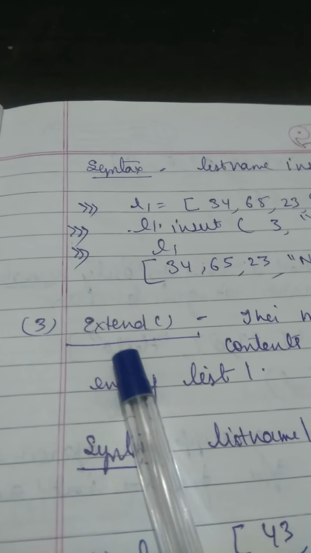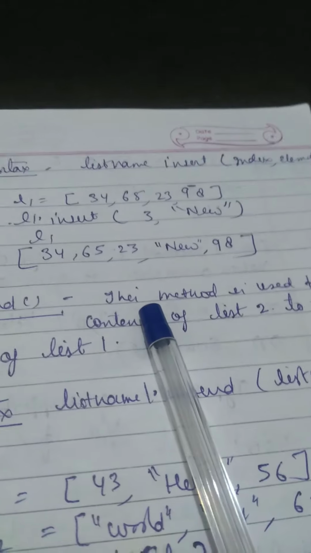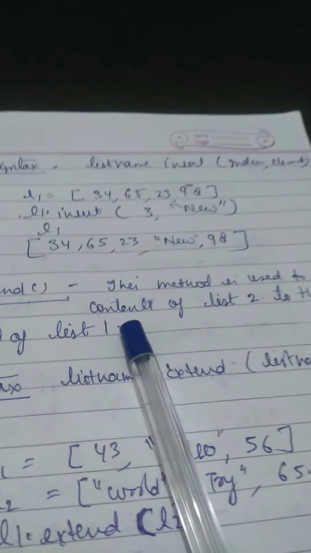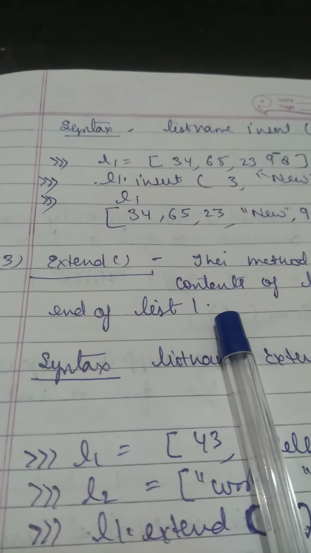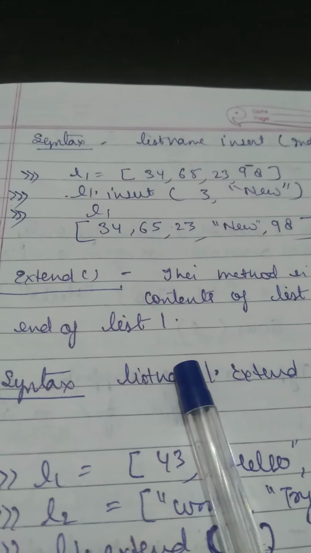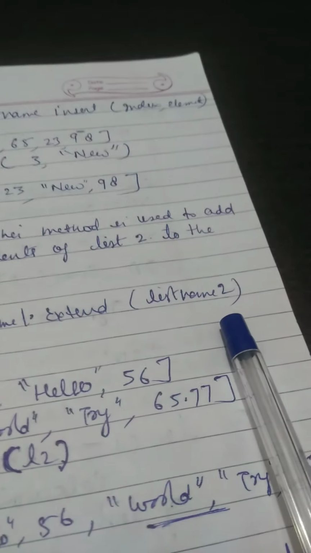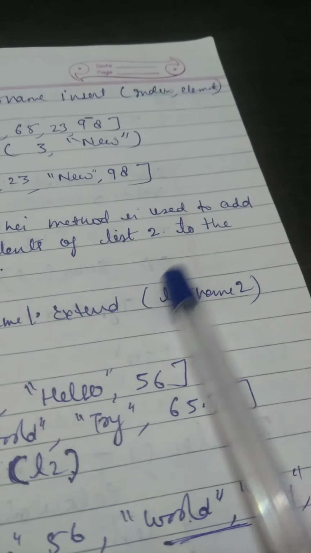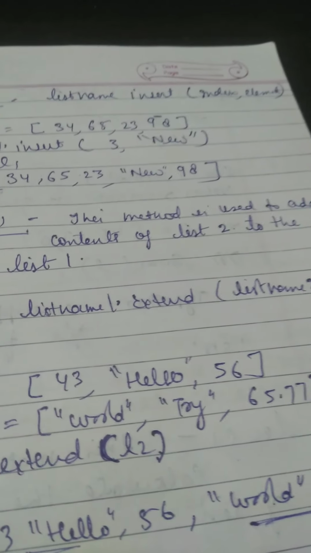Okay. Now students, the next method is extend. It means we want to extend our list. This method is used to add the contents of list 2 to the end of list 1. Means first of all list 1 elements will be displayed, and after that the next list's elements will be added. So the syntax is list 1 dot extend list name 2. This is another list that we want to extend, and we write this list name.